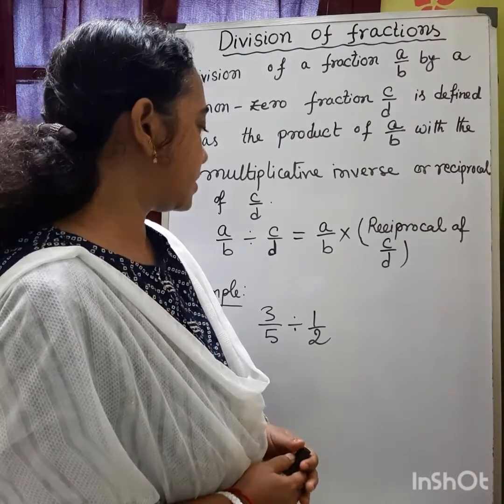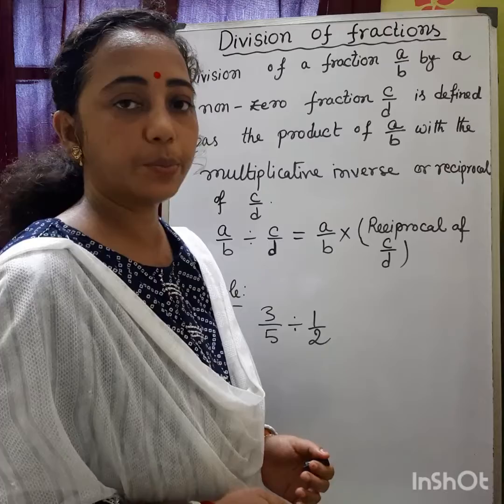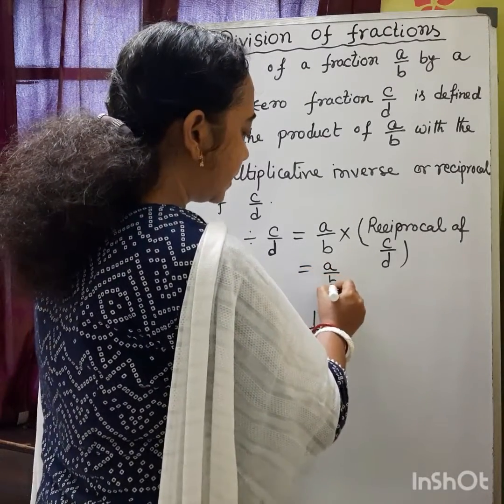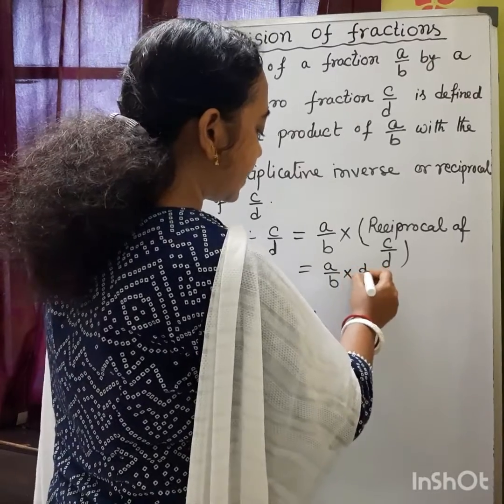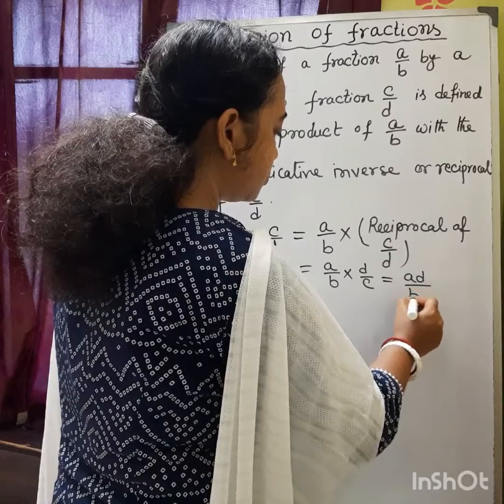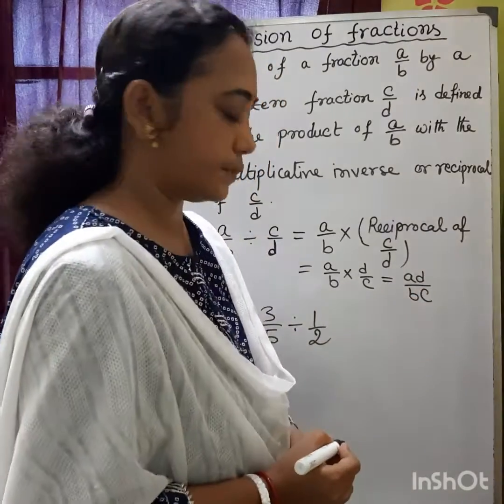So a by b divided by c by d is equal to a by b into the reciprocal of c by d. So we can write this as a by b multiplied by the reciprocal of c by d, which is d by c, is equal to a into d by b into c, that is ad by bc.